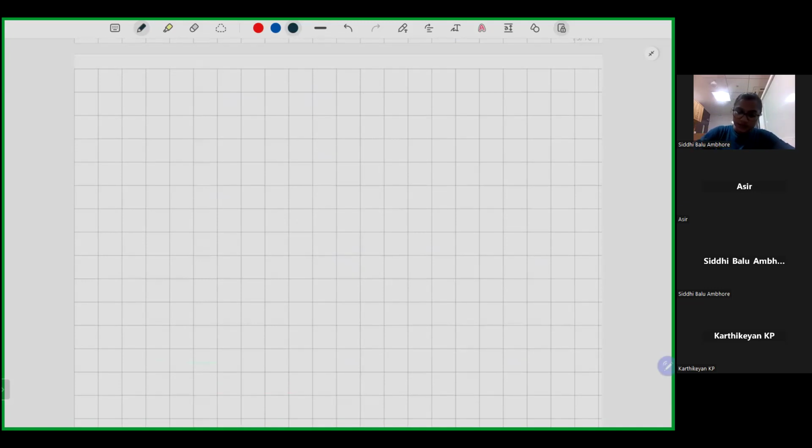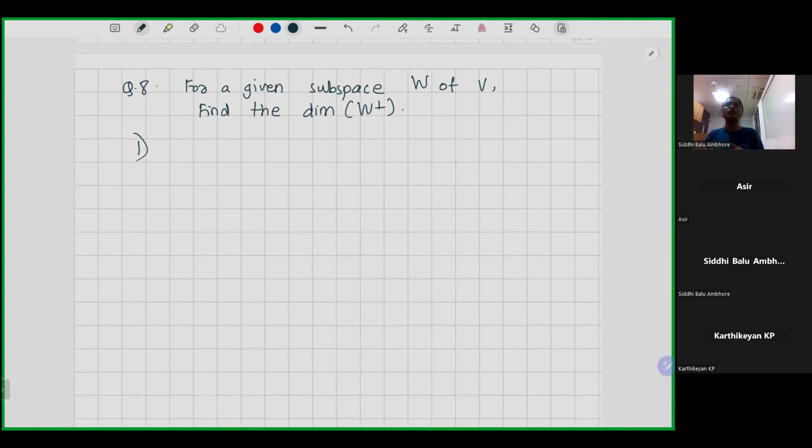And this is a question which I think is maybe question 8 or something like that. For a given subspace W of V, find the dimension of W perp. We will be given the information about the subspace of the vector space V, and we have to find the dimension of W perp. Let us take this simple example.